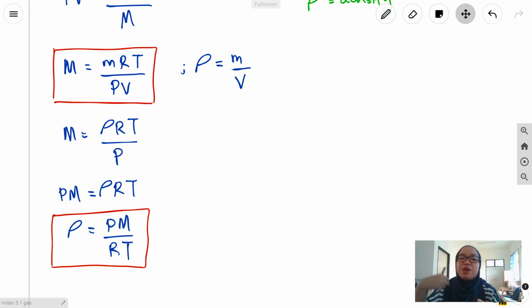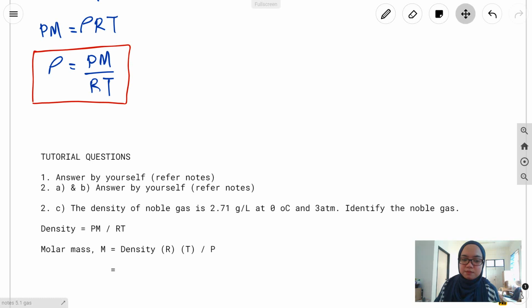Now we are going to answer a few tutorial questions in your tutorial book. If we look at your tutorial book, question 1 asks you to state Boyle's law, Charles' law, and Avogadro's law.